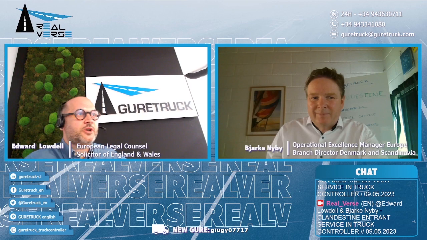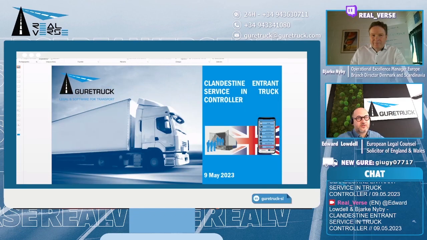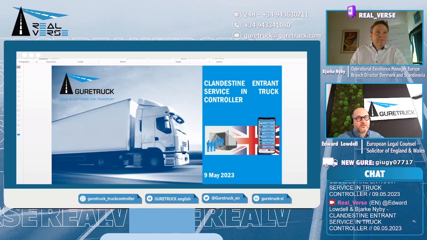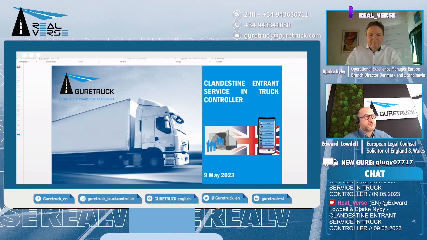Okay, so today we're going to be talking about the clandestine entrance service in Truck Controller. The way it's going to work is that I'm going to talk through some of the processes and the slides, and then Bjarke will follow up with the practicalities, showing everybody how it works on Truck Controller itself, and also on our Truck Controller app, and then we can answer any questions as we go.